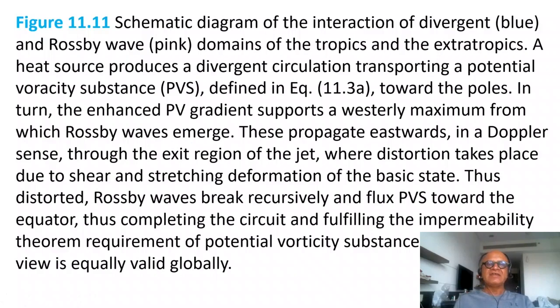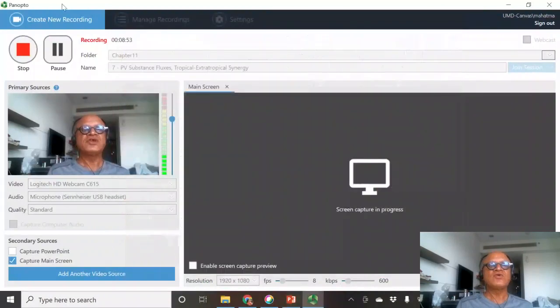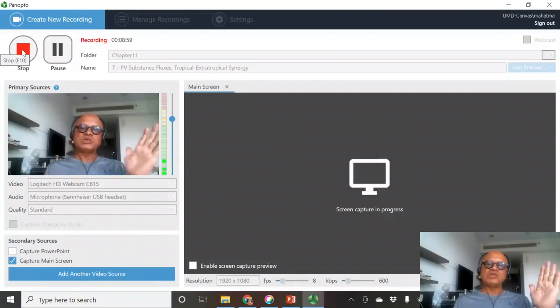This view is equally valid globally. So no simplifying assumptions were made. Heating is allowed, dissipation is allowed, and the basic state is realistic in this case. Okay, that's the nice story of the tropical extratropical synergy and completes the story of several chapters which we have built along the way.